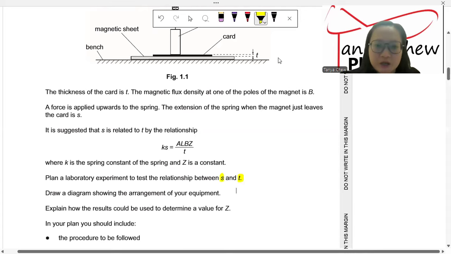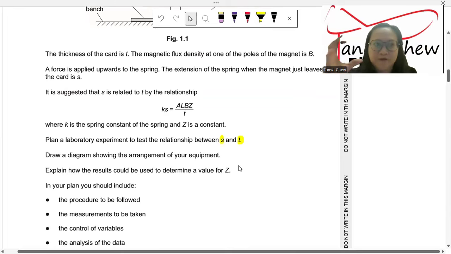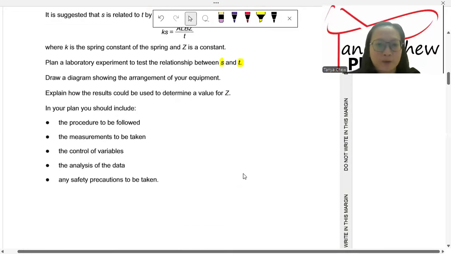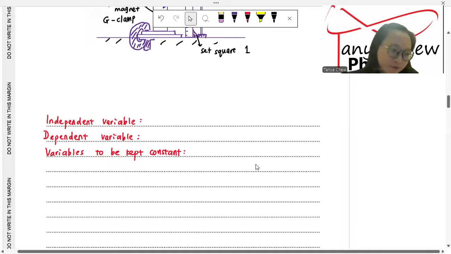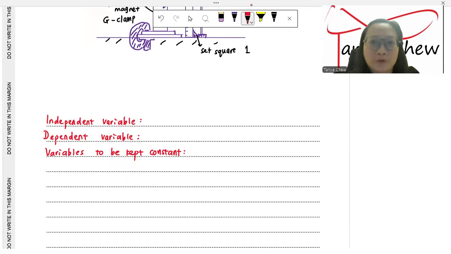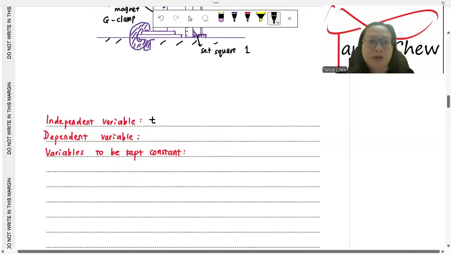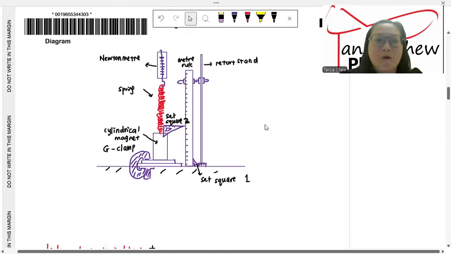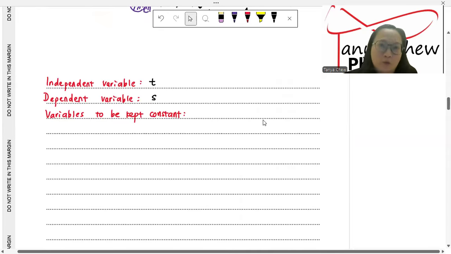Right, now let us begin with the diagram. Since I have already planned, I have to come up with the relationship, which one I want to be the independent variable and which one I want to be the dependent variable. So I am going to put T as the independent variable because it is easier for me to alter, easier for me to change, to vary. So the other one will be the dependent variable, which is S. And variables to be kept constant, what is left in the equation suggested here, those will be your variables to be kept constant. You need to state more than one because variables means plural.